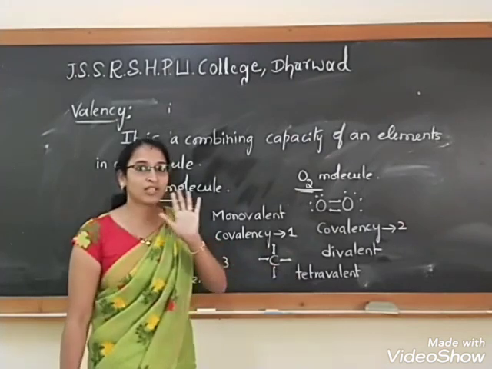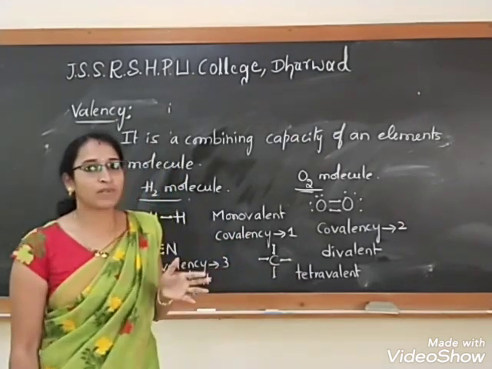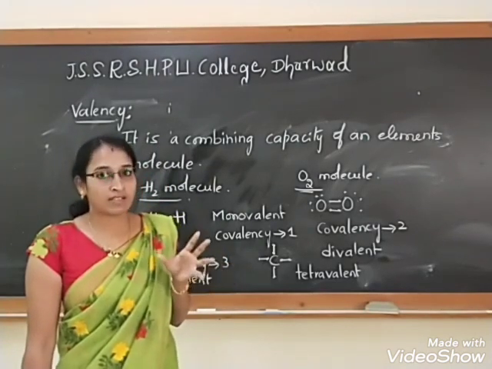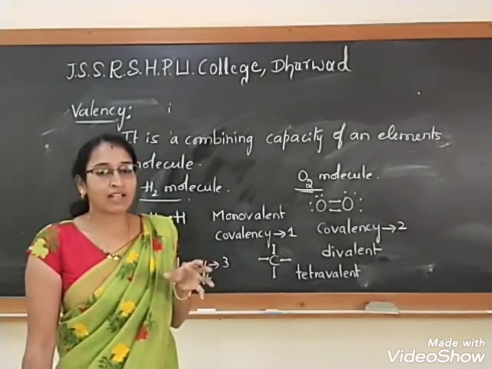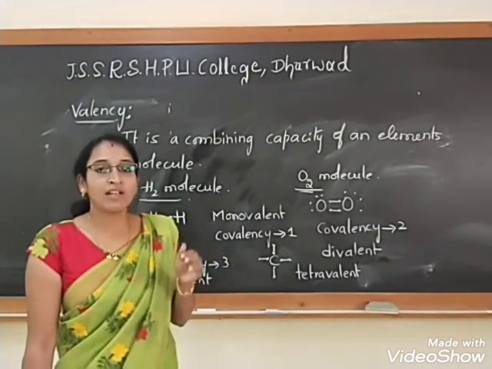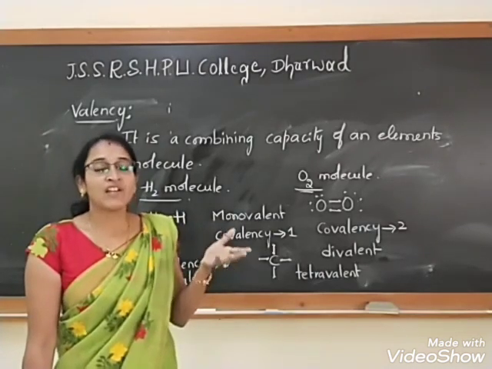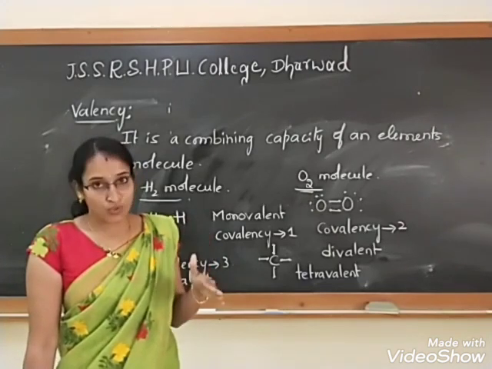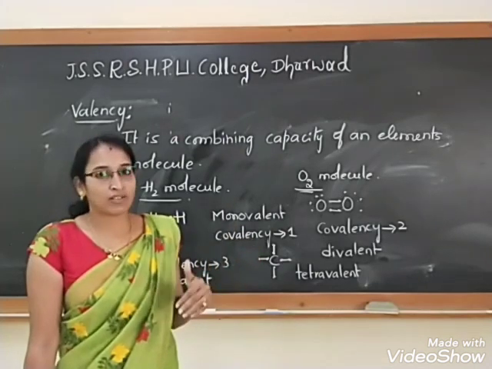Okay, so one thing you should remember. Valency and oxidation state are not one and the same. Valency is a whole number which does not have any sign. Oxidation state or oxidation number is a whole number which has a sign, negative or positive. If it is positive, then loss of electrons is taking place. If it is negative, then gain of electrons is taking place.